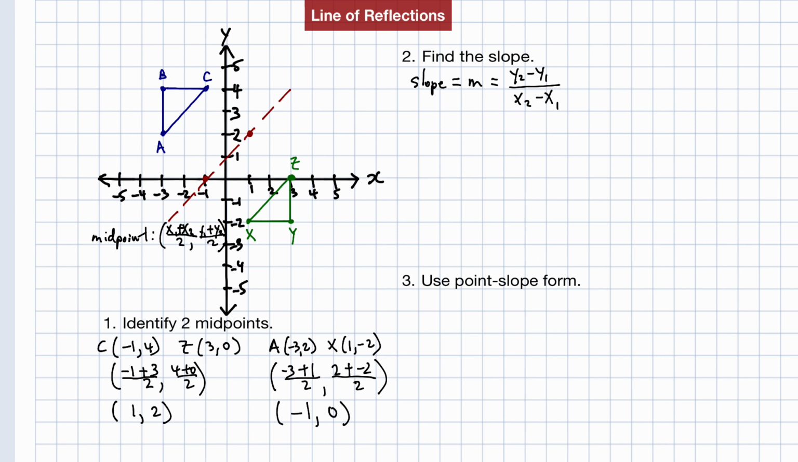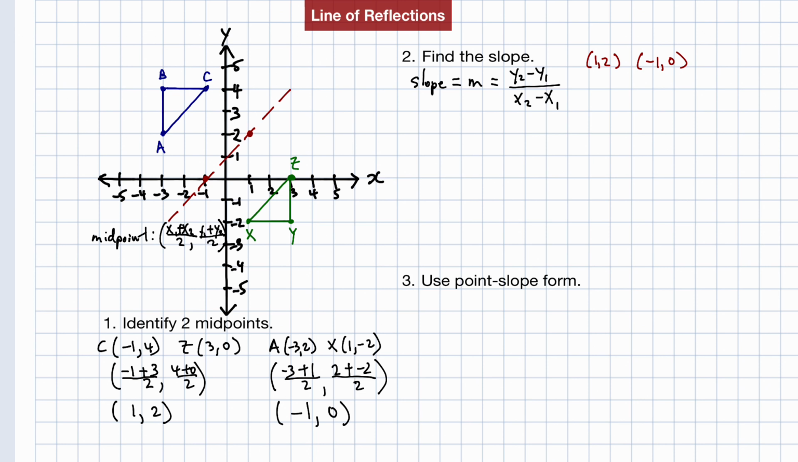Alright, so we want to find the slope of this red line here. So we're going to use these 2 points that we just established, which were the midpoints. So let's go ahead and write those. And I'm going to just keep them in red so that you know that they're midpoints. Okay, so we have 1, comma 2, and then we also have negative 1, comma 0.